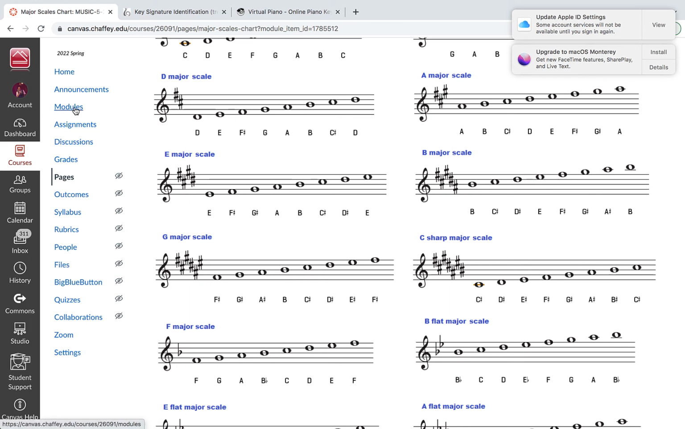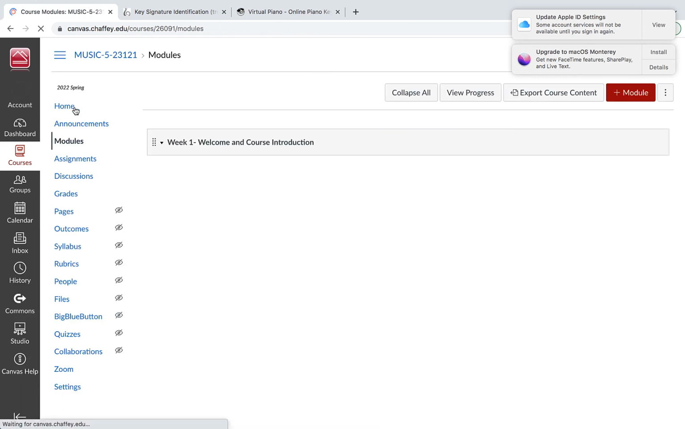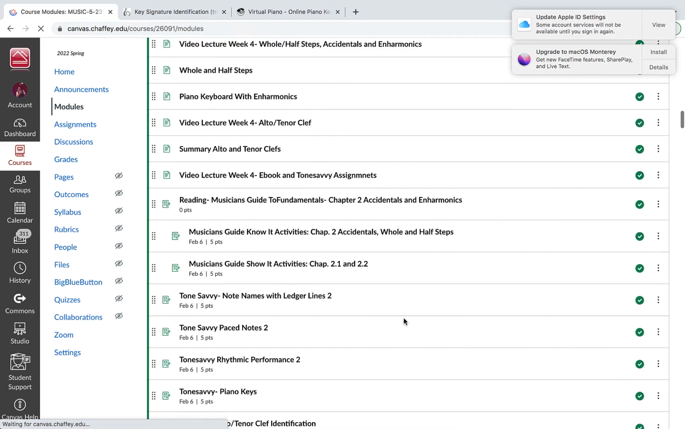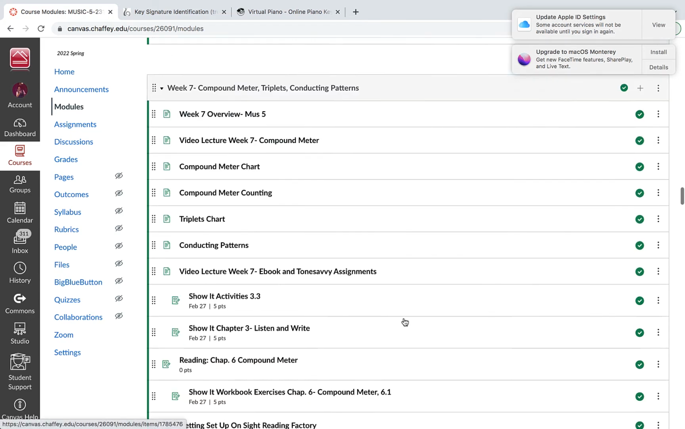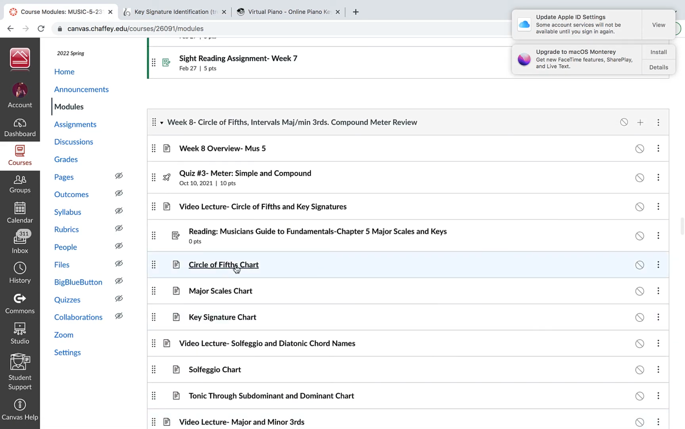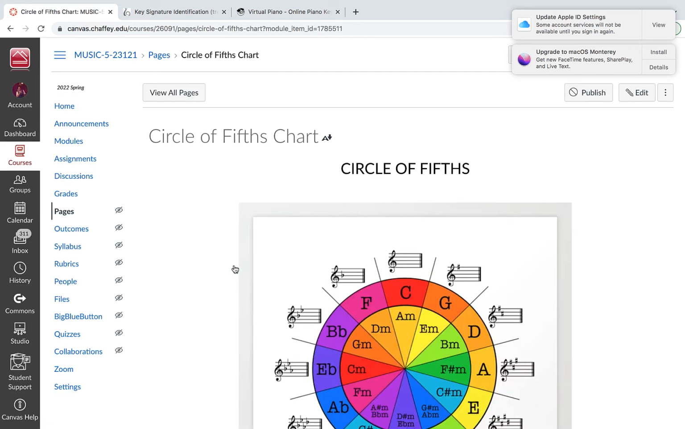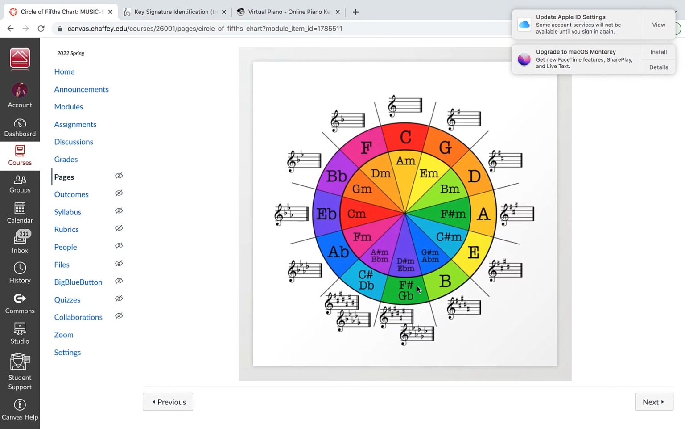You can also go to this module. I would do this. This might be easier. 6 sharps. Bam. 1, 2, 3, 4, 5, 6. 6 sharps is the key of F sharp. You would not say 6 sharps is the key of G flat. That would be flats. 6 sharps is the key of F sharp.